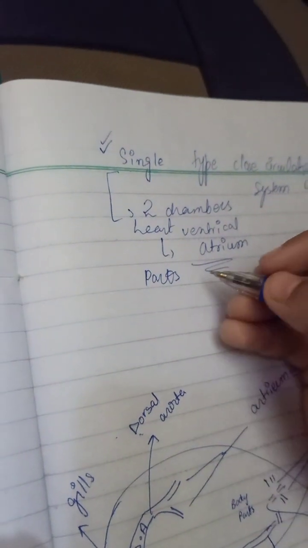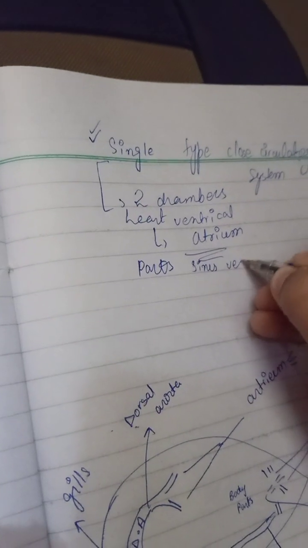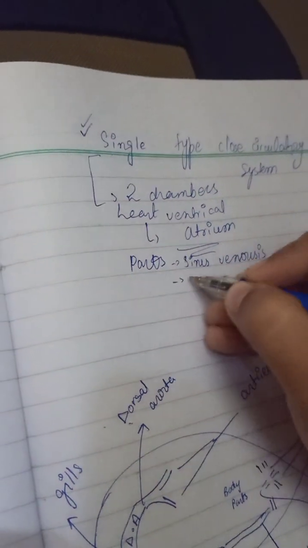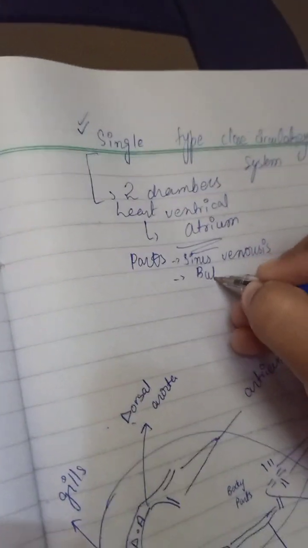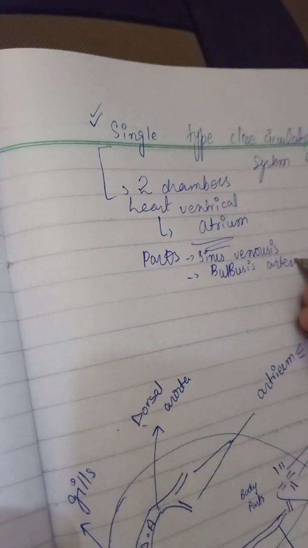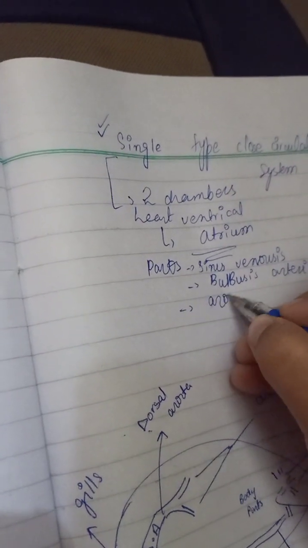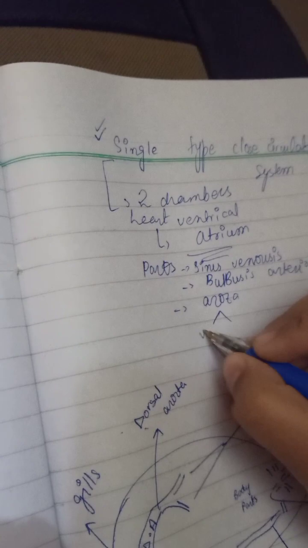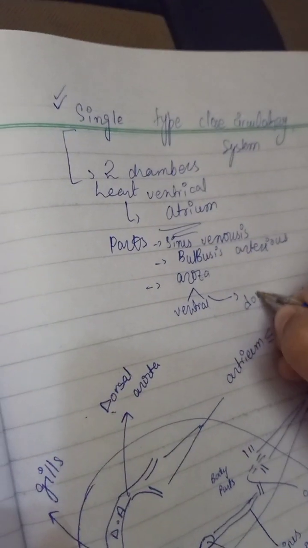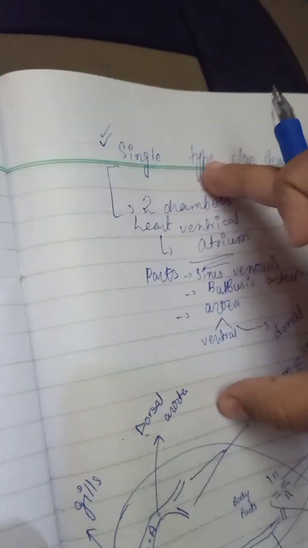The first part is the sinus venosus. Next we have the bulbus arteriosus. After that we have the aorta. As you all know, we have a ventral aorta, which means downward, and the dorsal aorta, which is upward. So these are the parts and the heart chambers.